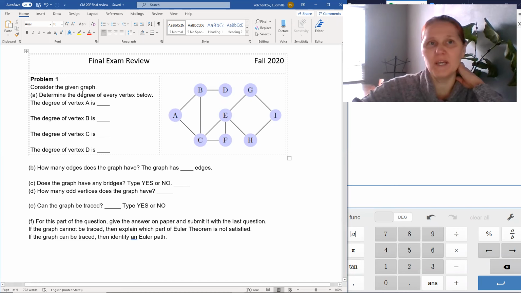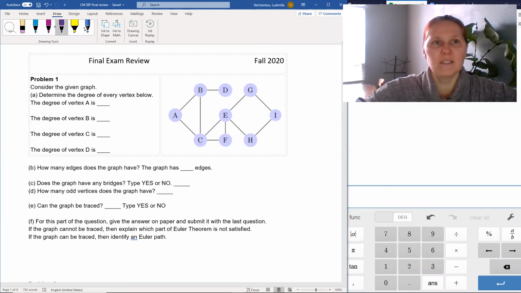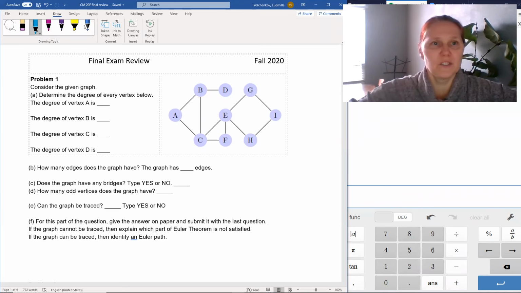The first problem is the graph problem. I will ask you several questions. The first of them: determine the degree of every vertex below. I won't ask you about every vertex, just 4 of them. In this example, we have A, B, C, and D. So the vertex A is here.